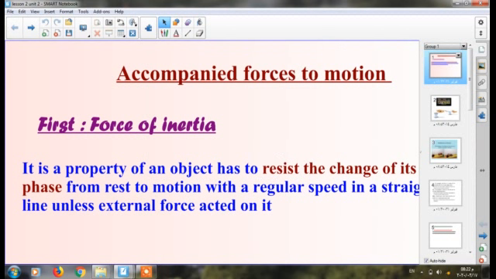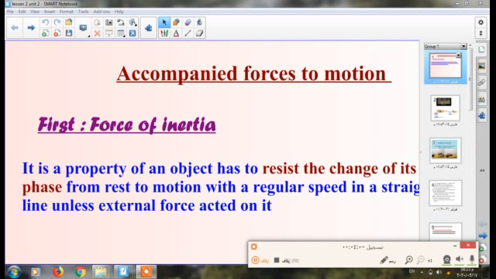So what is the meaning of inertia? Inertia is a property of the object, that the object has resistance to change its state of rest or motion, until an acting force or applied force acts on this object to change its state. No force, no change. No force, no change. Okay.